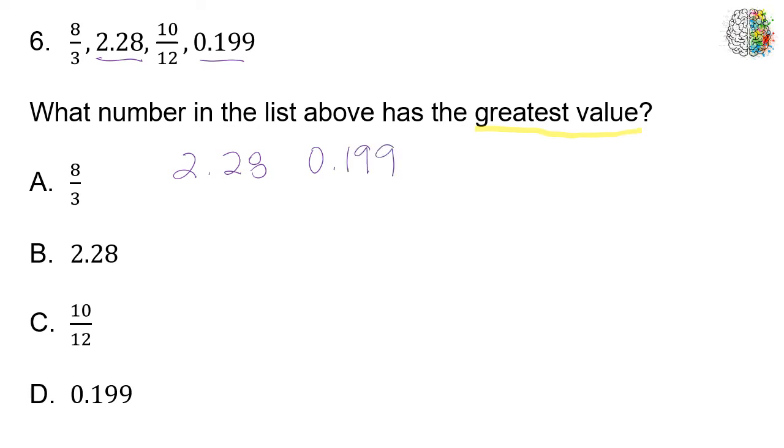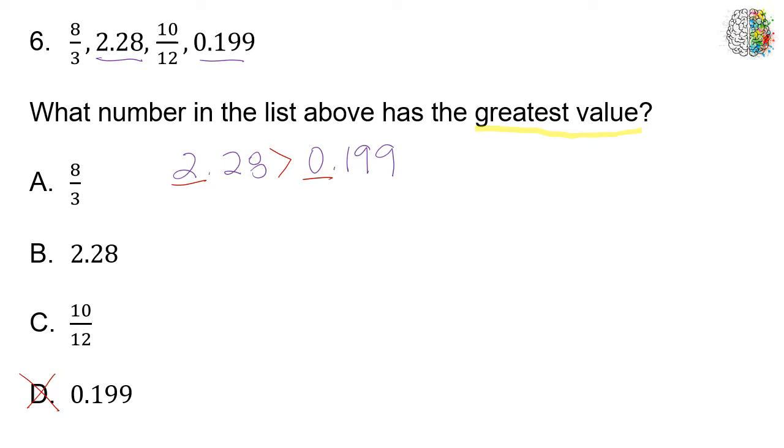And I'm going to determine out of these 2 numbers which one is bigger. I can do that by looking at the number before the decimal. I've got a 2 and a 0. So 2 is bigger than 0, so that automatically tells me answer D is not going to be the biggest number.